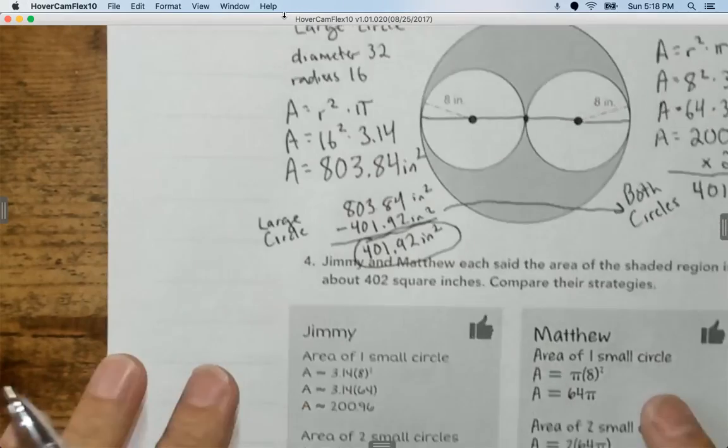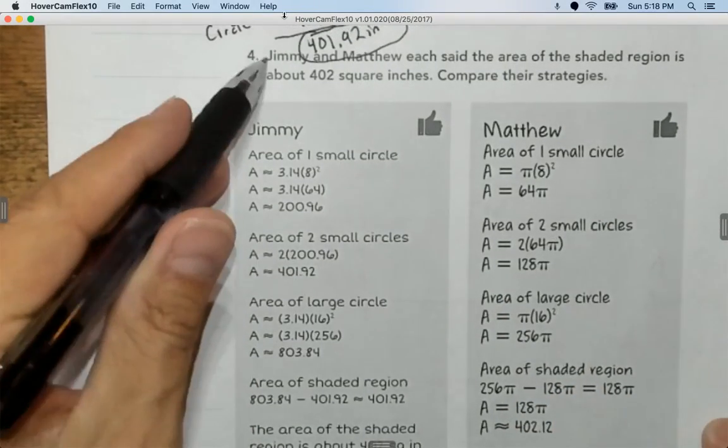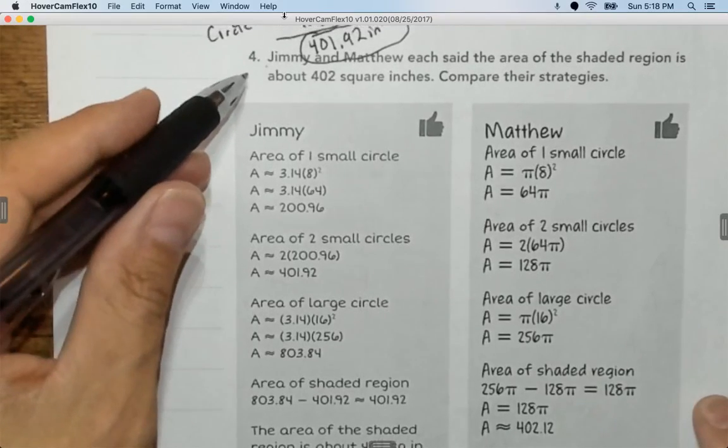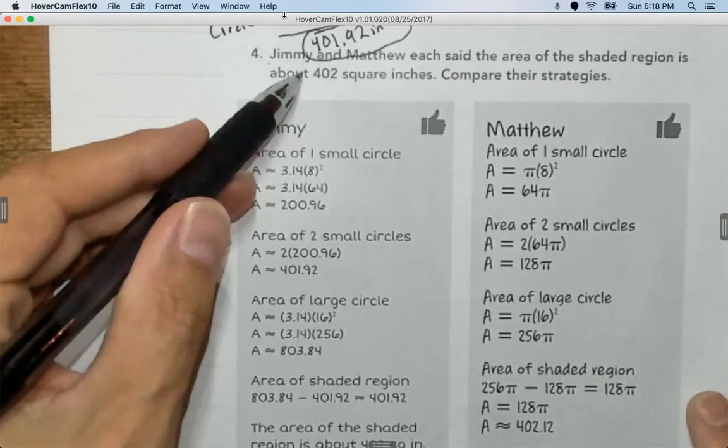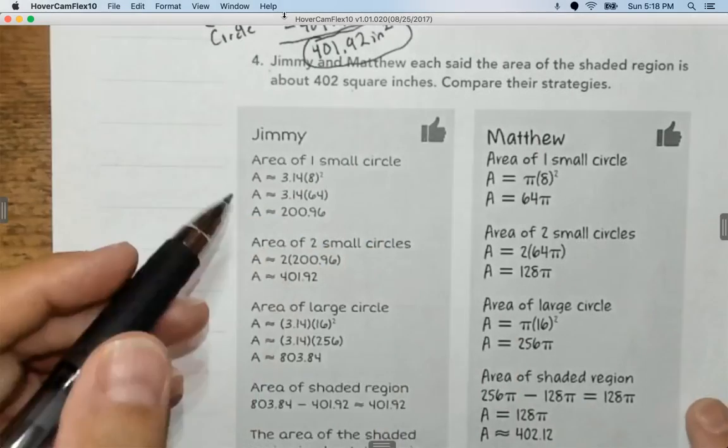Oh, hot diggity dog, I did too much work. Jimmy and Matthew each said the area of the shaded region is about 402 square inches, which is what we got. Compare their strategies. All right, let's take a look. They both have a thumbs up, so they're both right.